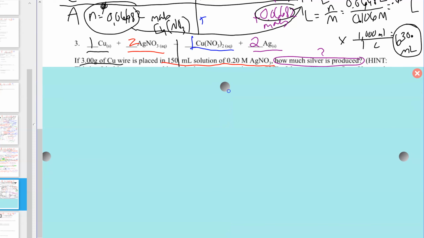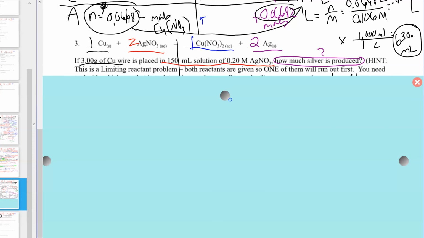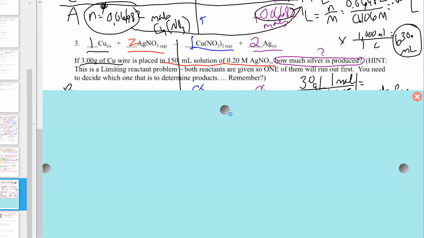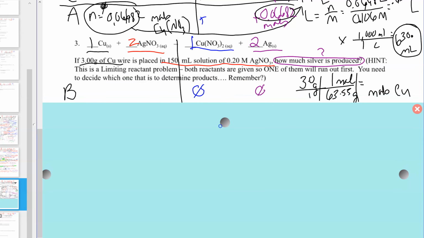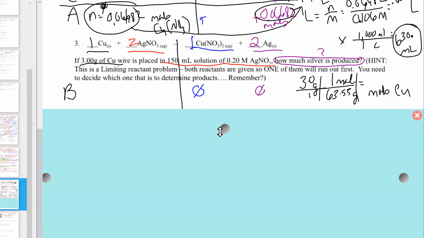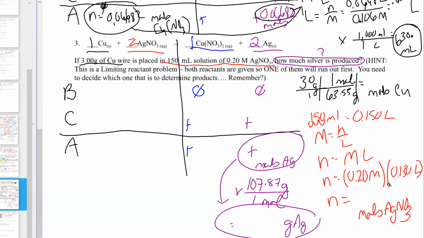Hint, this is a limiting reactant problem. Both reactants are given, so one of them will run out first. You need to decide which one of them will run out. So let's look back to this problem. So we want to start with a BCA table. Let me extend my page a little bit.